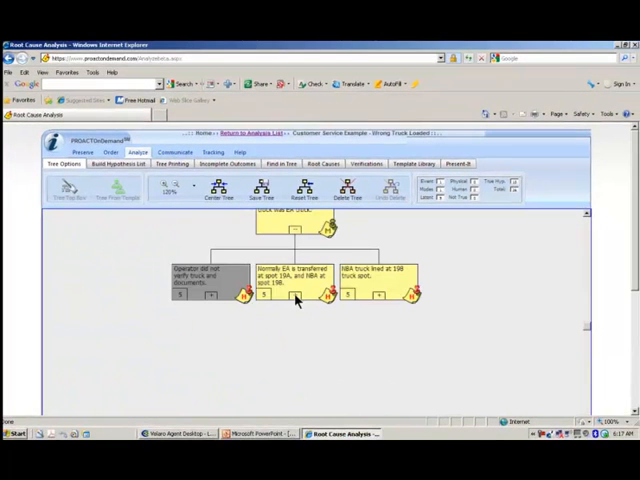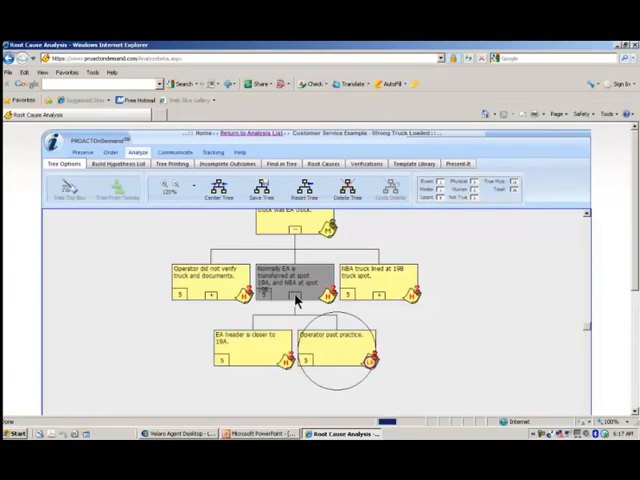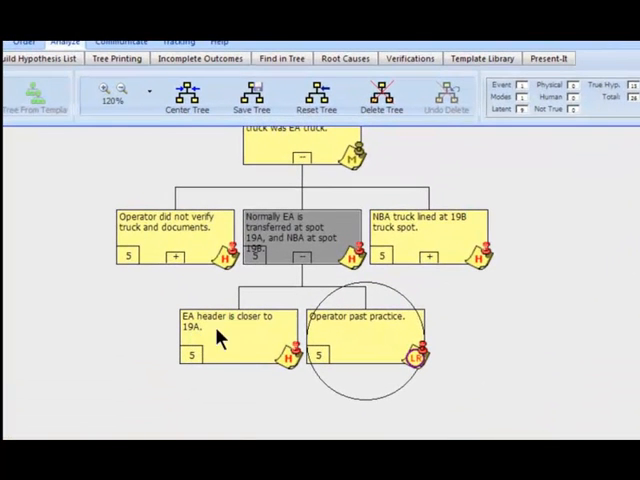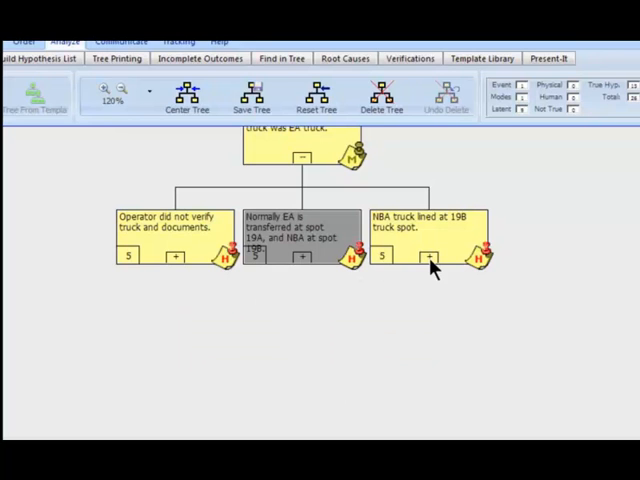Okay, normally the ethyl acetate is transferred at spot 19A and the N-Butyl alcohol is at spot 19B. The EA header is closer to 19A. That's why it's more appropriate. And the operator's past experience, their orientation, is that it would always be that way. So that's what they were used to. Okay, in this case, the N-Butyl alcohol truck was lined up at spot 19B. So the orientation was unusual on this day.